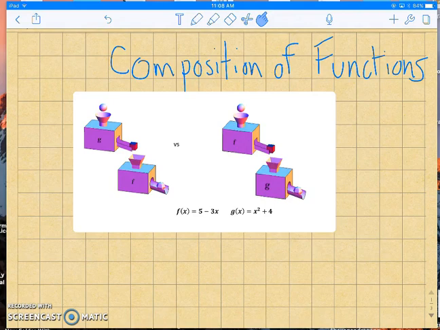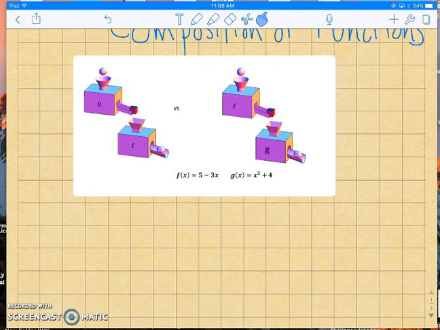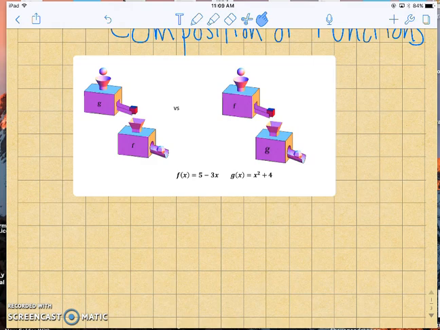Today we're going to take a look at composition of functions. And some of this you have done before. So if we take a look at this, we have two functions here. f of x equals 5 minus 3x and g of x equals x squared plus 4. And we can think of these kind of like machines. We drop in a number and out comes another number. So you've done some like this before.